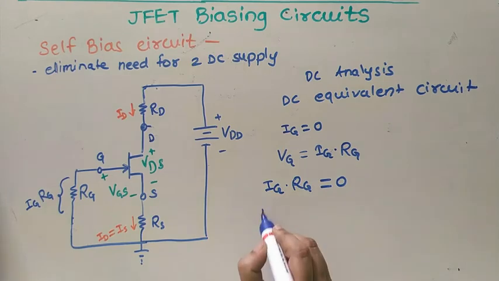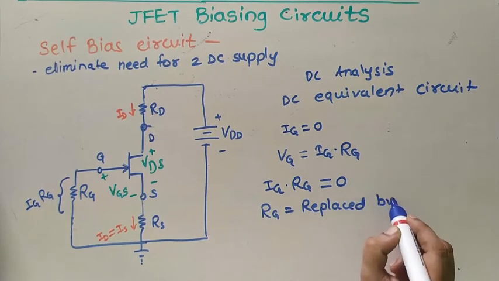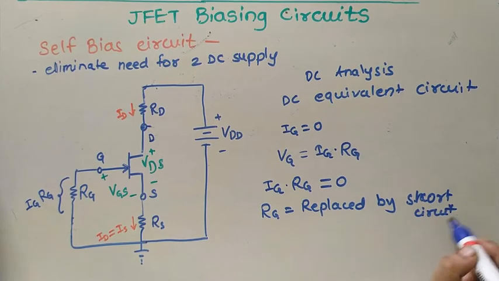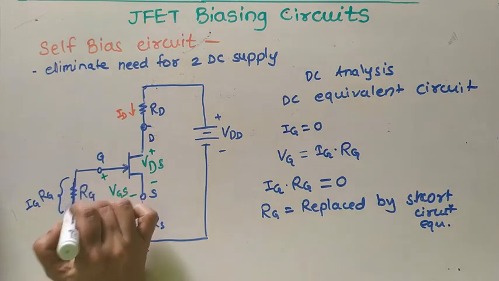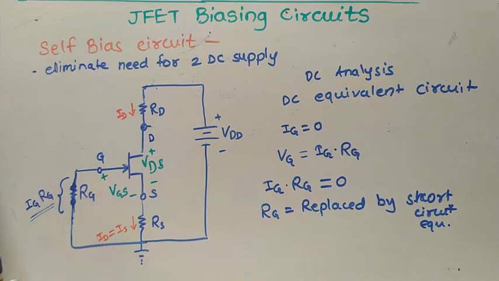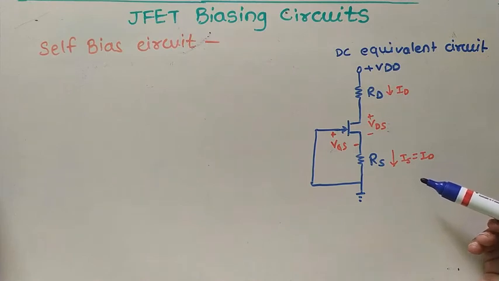That means this Rg can be replaced by short circuit equivalent. So we can replace this Rg by short circuit equivalent, so that we are not having any voltage drop across this Rg, and then we can do the further analysis of this self bias circuit. So this is our DC equivalent circuit for self bias circuit.